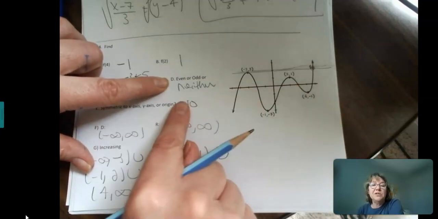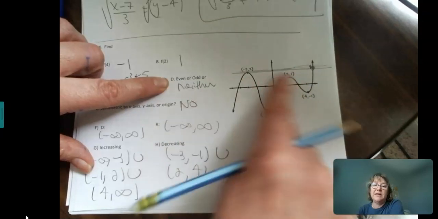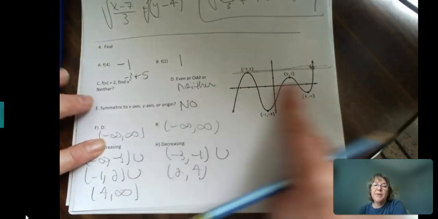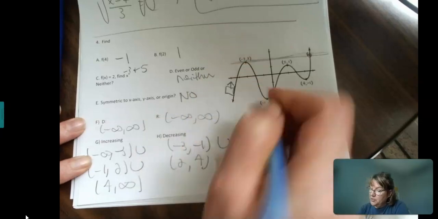Even or odd, there's no symmetry to the origin or to the y-axis. So none of that, and then there's no symmetry at all. Domain is all real numbers and range is all real numbers, because these go off to infinity. Okay, increasing, put your little track here.